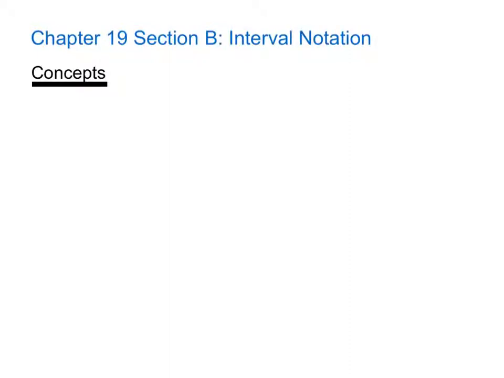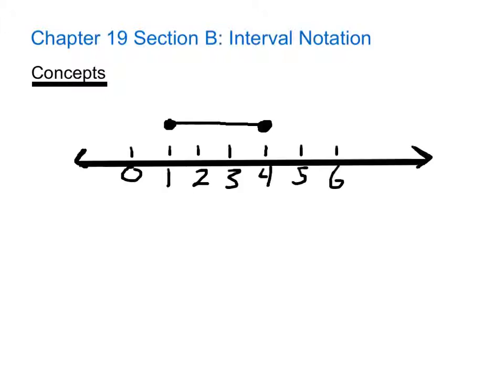In this video, we'll be looking at Chapter 19, Section B on interval notation. Now, we've already seen interval notation in Chapter 1, but it's good to review a few of the concepts. So let's take a look at a number line.